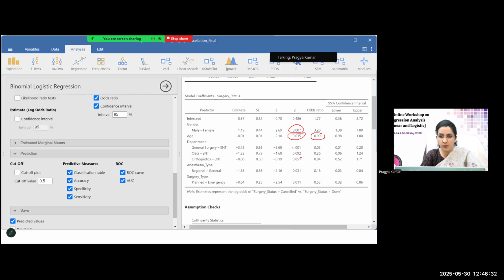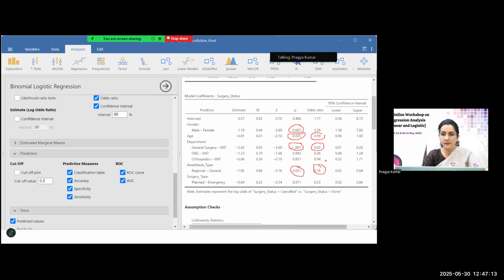If you see here also, here only the general surgery and ENT, this is significant. And its odds ratio is 0.03. So if I want to express it in percentage, what I'll do, 100 minus 3, so 97%. So I will say that for surgery cancellation, there was 97% decreased odds in general surgery as compared to the ENT. Similarly, if you see this value, regional versus general, this is again significant, and this is also significant.